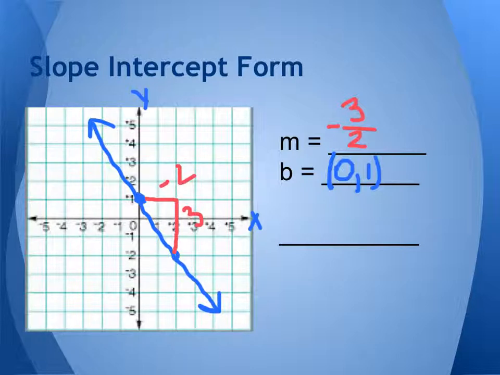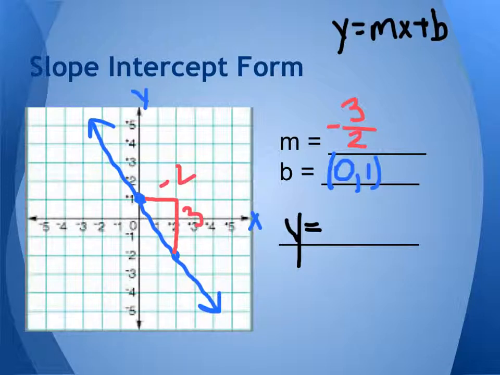So we're going to write our equation. Remember, our equation is in the form y equals mx plus b. We're making an equation that represents this line. So we have y equals, the value for our m is our slope. Our slope was negative 3/2. And then we have our x. And our y value when we crossed the y-axis was a positive 1. So we're going to put y equals negative 3/2 x plus 1.